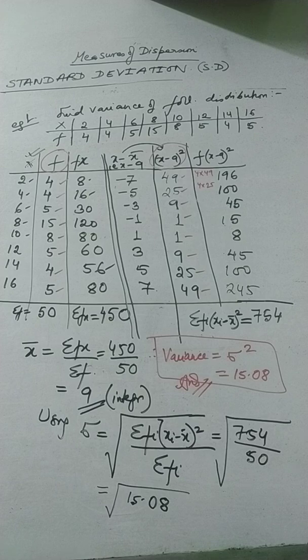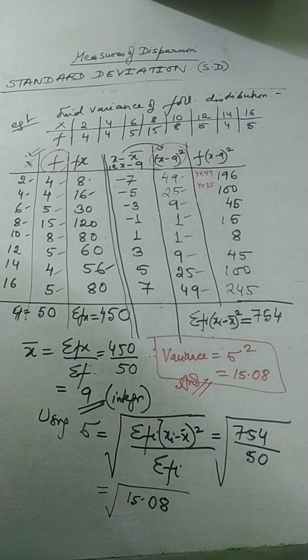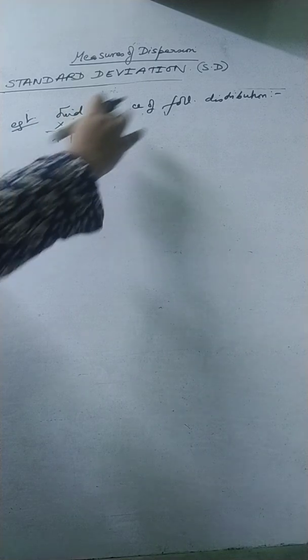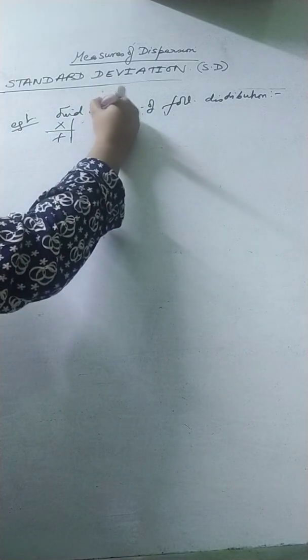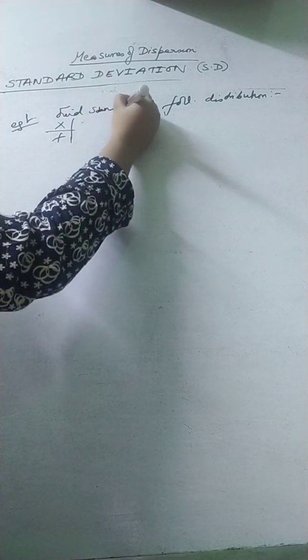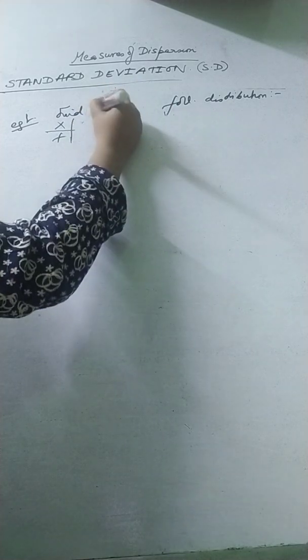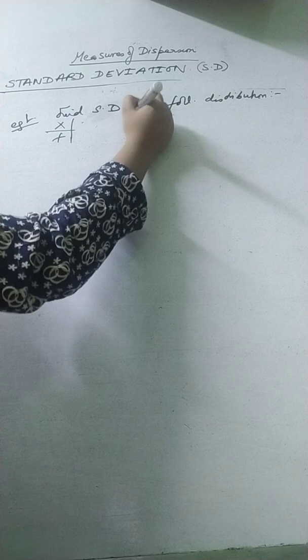Let's do another one, or other variance, whatever you say. Let's do another one. That is, I'll draw a table then. Find the standard deviation of the following distribution. Find the SD of the following distribution. This is the next question.